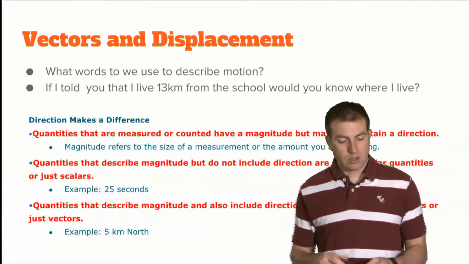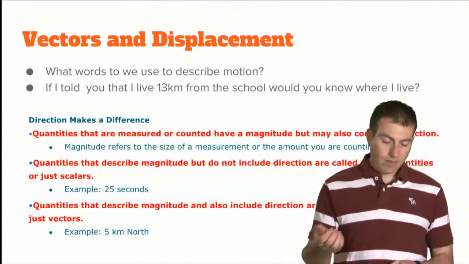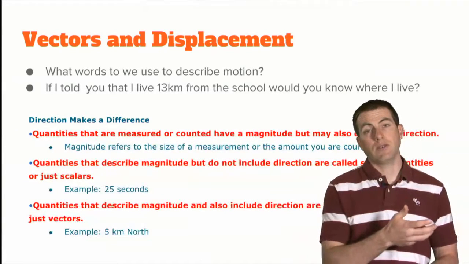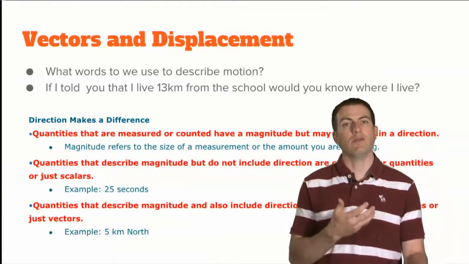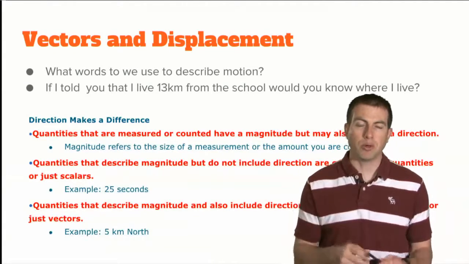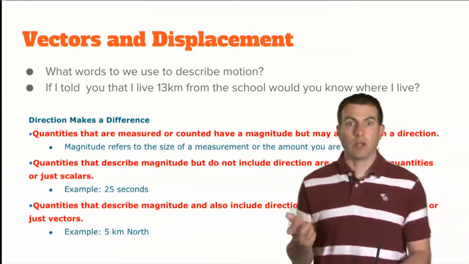So these things are called scalars. And then there are quantities that have a direction associated with them, and they're called vectors. So these are 2 really important vocabulary terms that we're going to talk about.